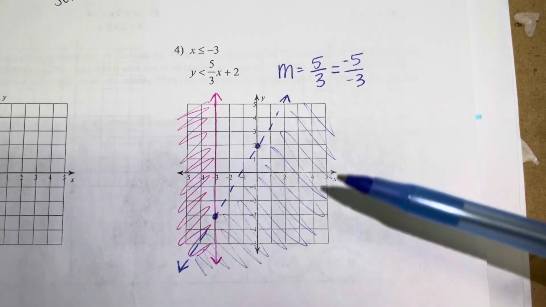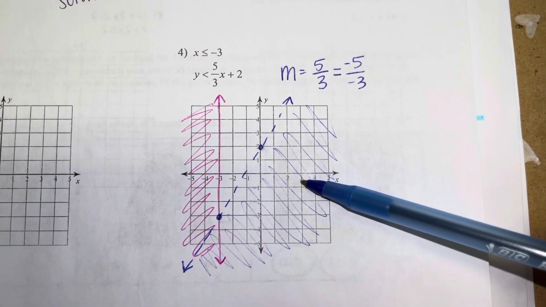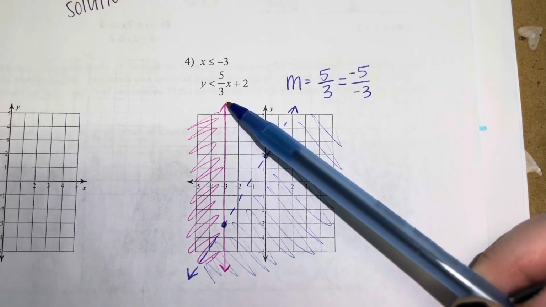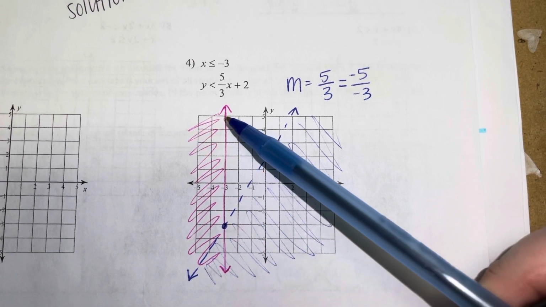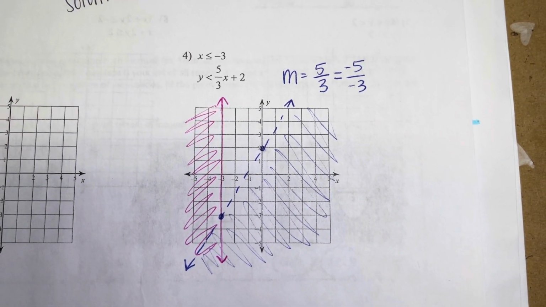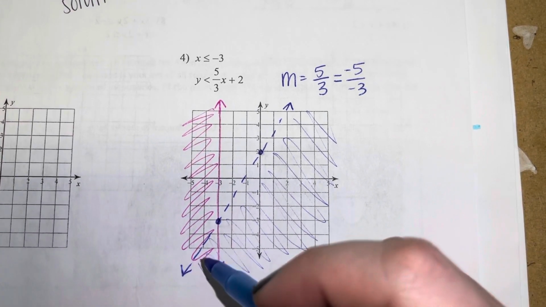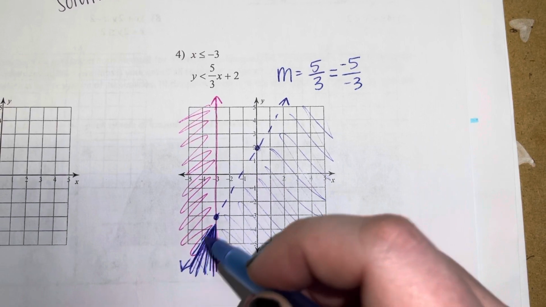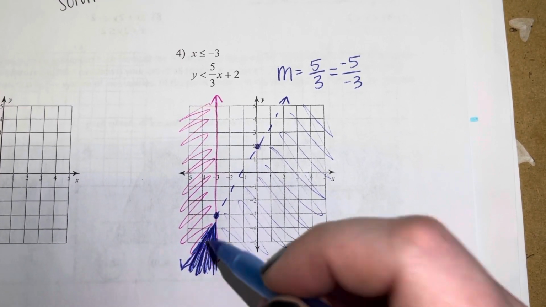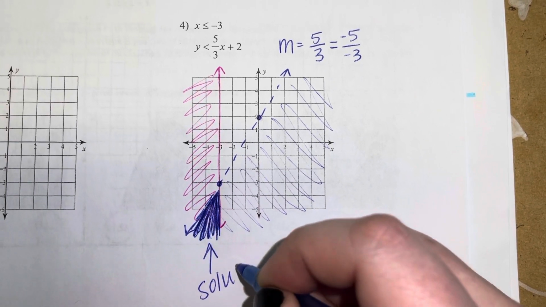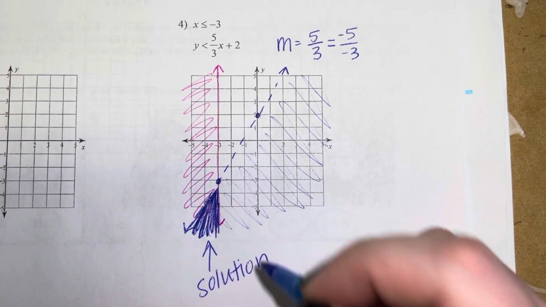Okay, now I have a lot of stuff shaded here, but this is only a solution for this line, and this stuff in pink over here is only a solution for this line. The solution for the system of inequalities is where our shading overlaps. In this case, it's all of this section here. So not much of the graph, but that's the only place where it touches. This area is your solution for this one.